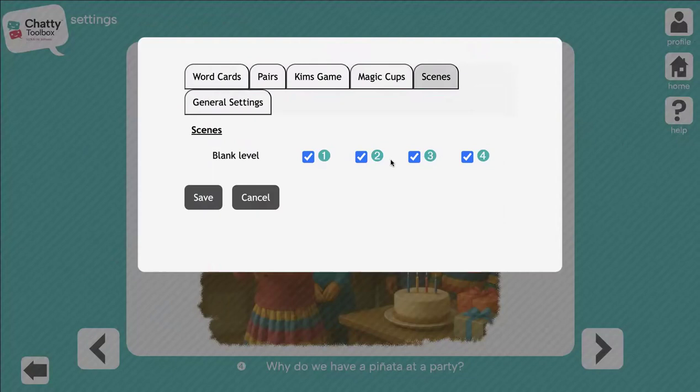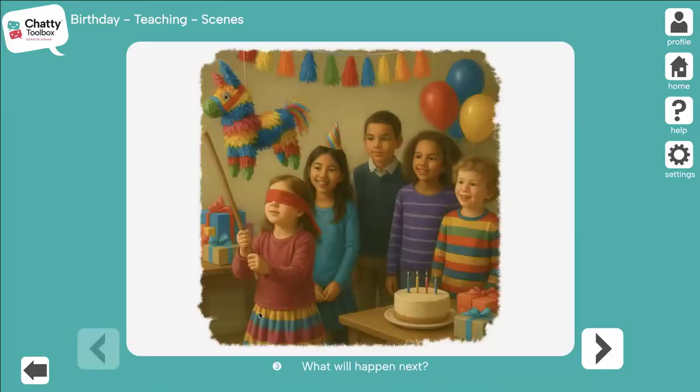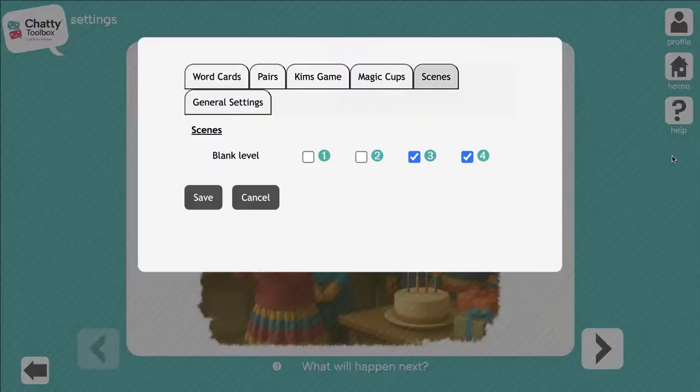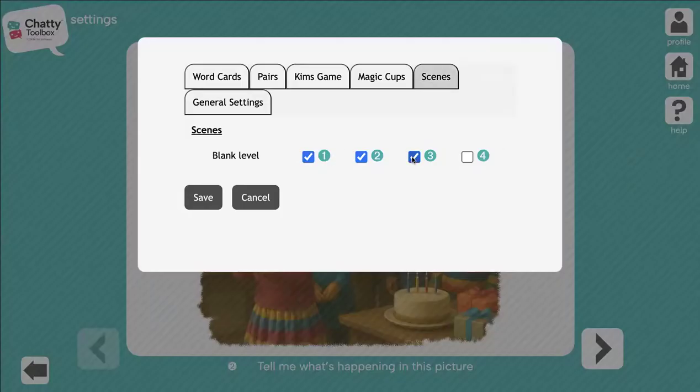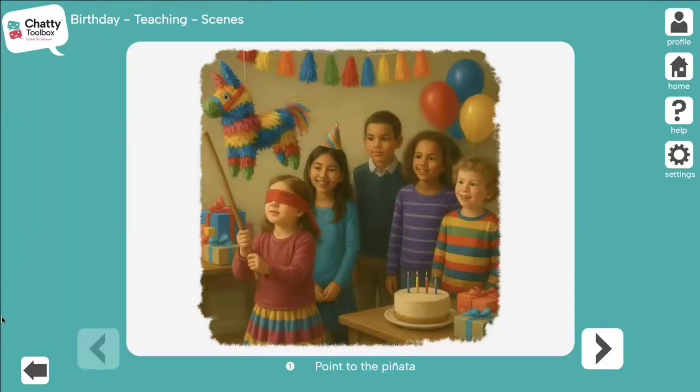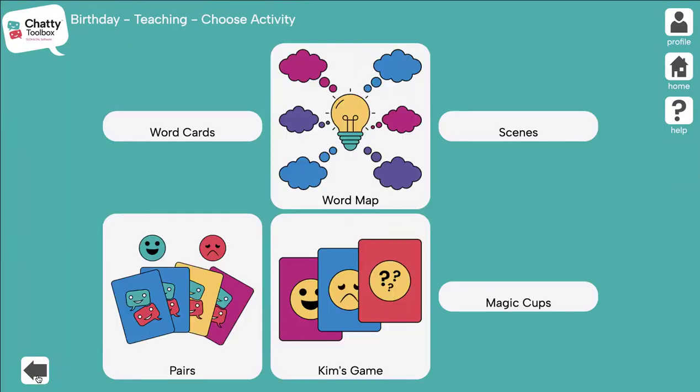You can say which levels, so if you think level 1 and level 2 are too easy for your class, it will get started at level 3. If you don't think any of your children are at level 3 or 4, most of them are at level 2, it will just give you level 2. So don't forget to use settings over here to set the right level for your group of children.